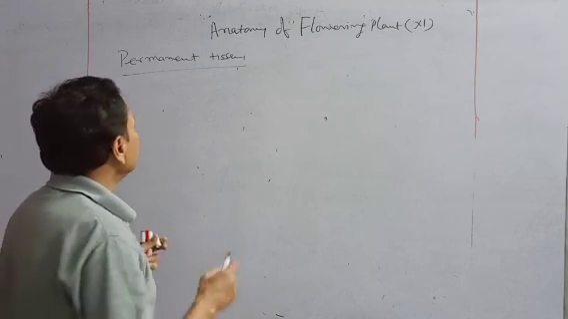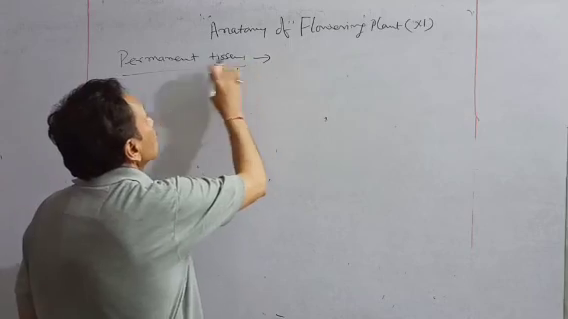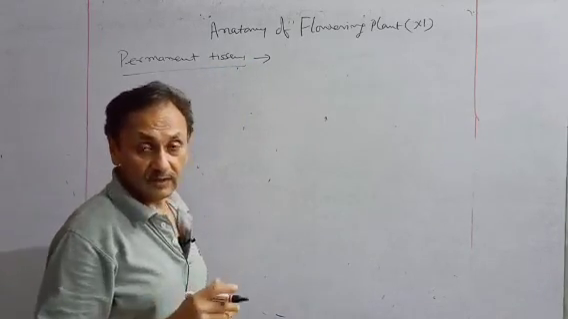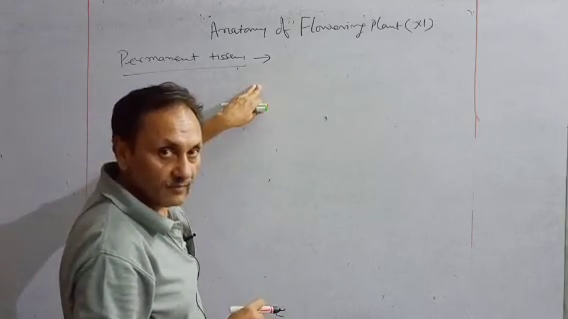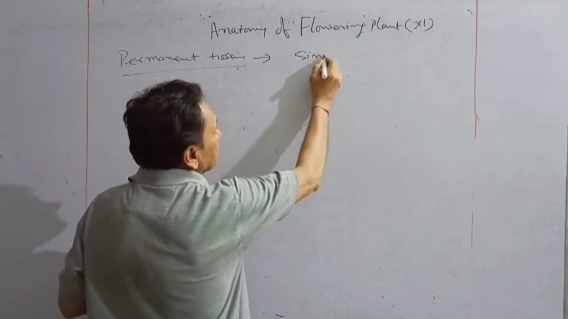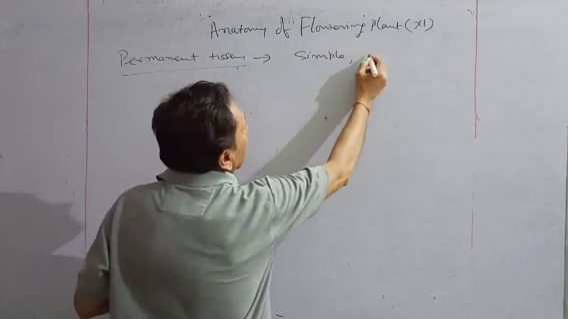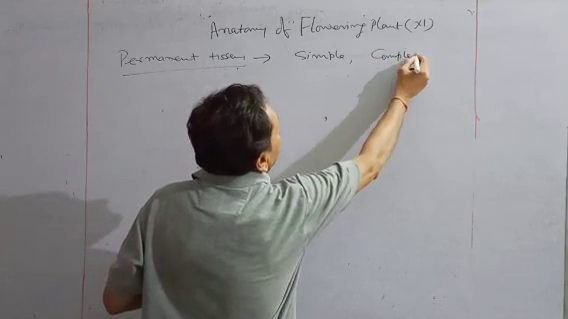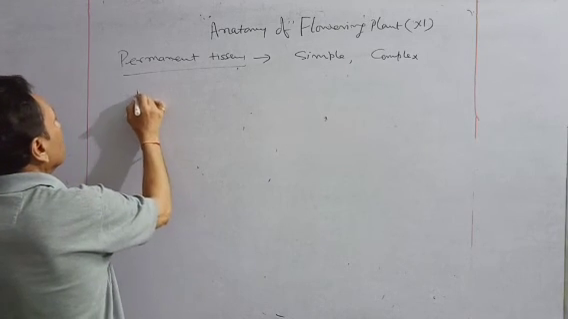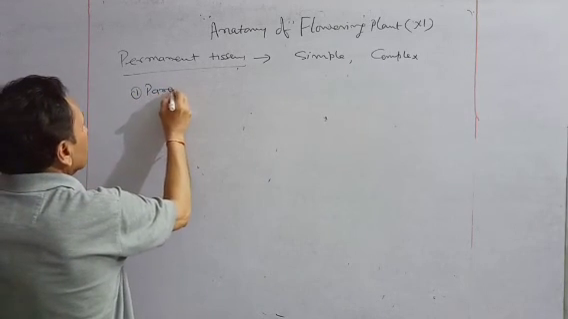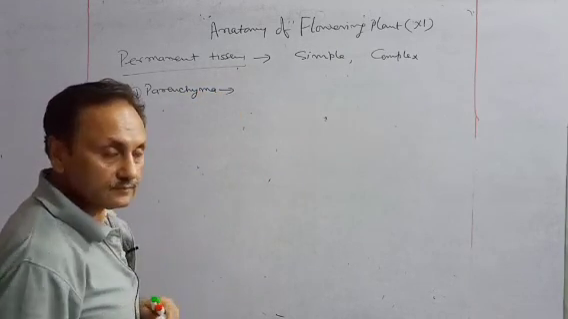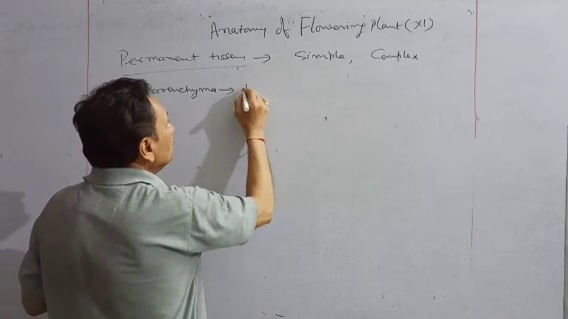Permanent tissue means the cells of this tissue have lost their power of division. They may be living or non-living, but they have lost their power of division. And we have discussed that it is of two types, the simple permanent tissue and the complex permanent tissue. The simple permanent tissue has, number one, parenchyma.